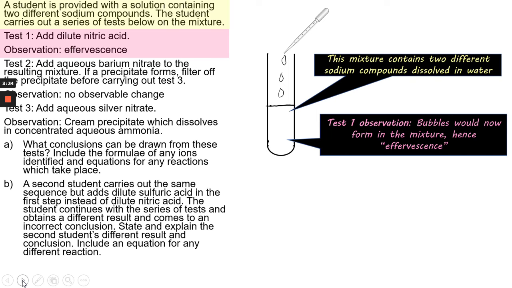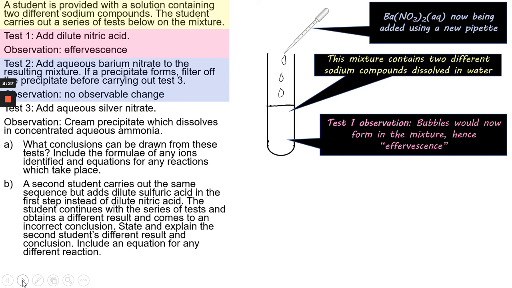And then what happens is test number 2. You add aqueous barium nitrate, so you change your pipette to another one. So imagine that the pipette now contains aqueous barium nitrate which is being added. And what would happen is nothing. Well, we wouldn't say nothing because we don't know for sure that nothing is happening. So what we say instead, which is quite important, is no observable change.